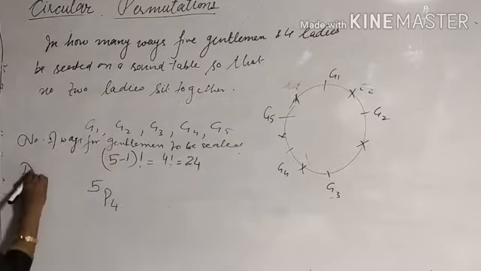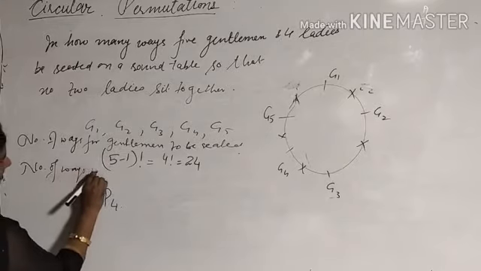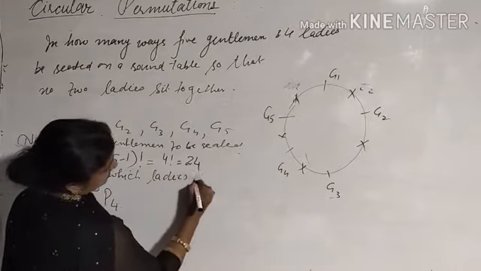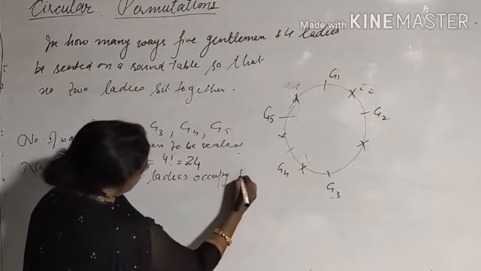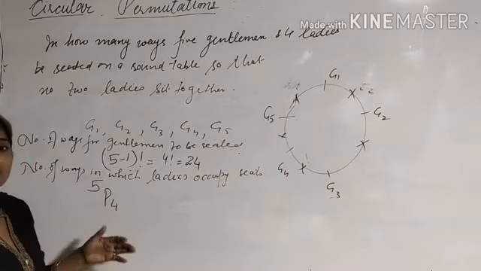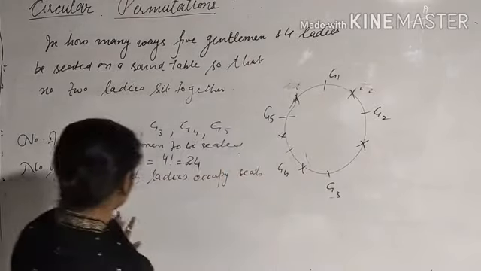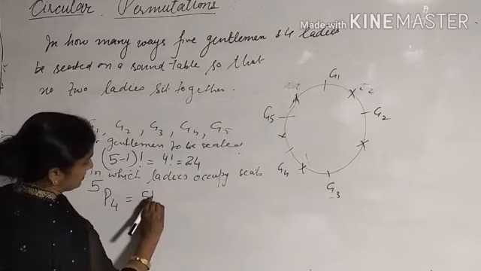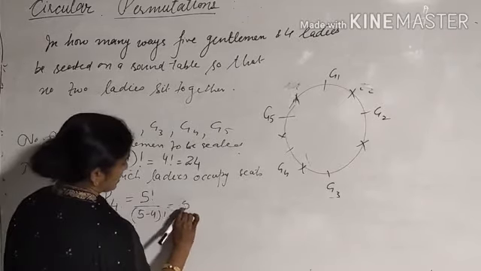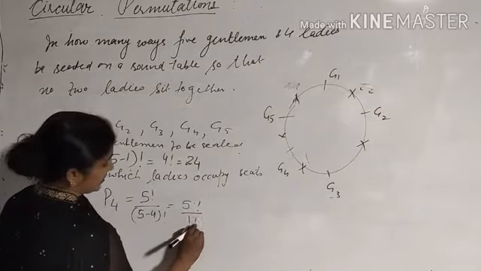And these are the number of ways in which ladies occupy the seats. The number of ways in which ladies occupy the seats is 5P4. Why P here? Because out of 5 positions, ladies have to occupy 4 positions. So it's 5P4, and that is 5 factorial upon 5 minus 4 factorial, which is 5 factorial divided by 1 factorial.